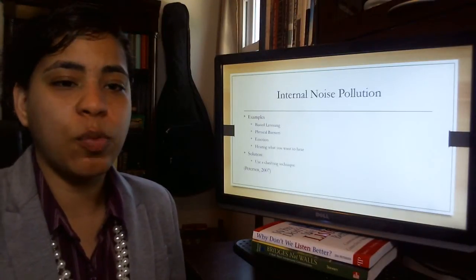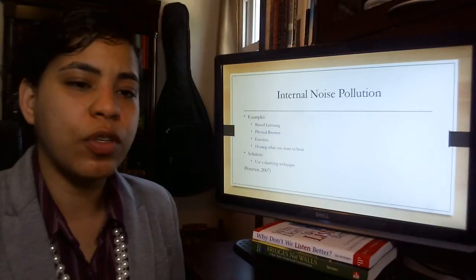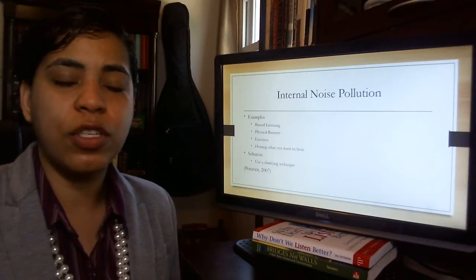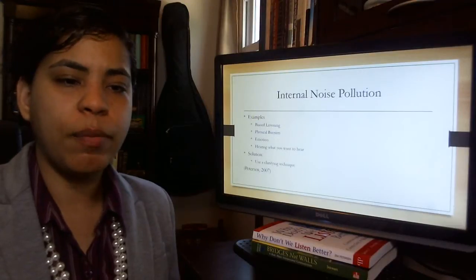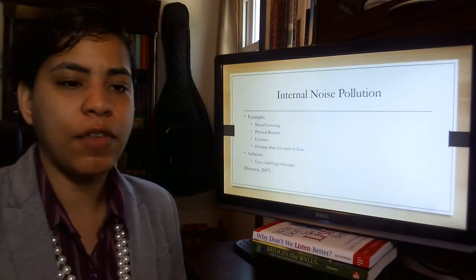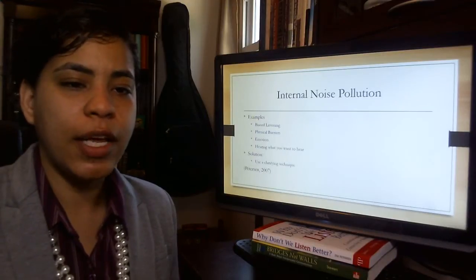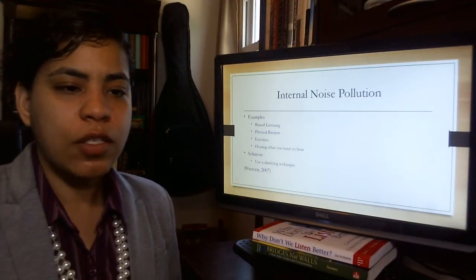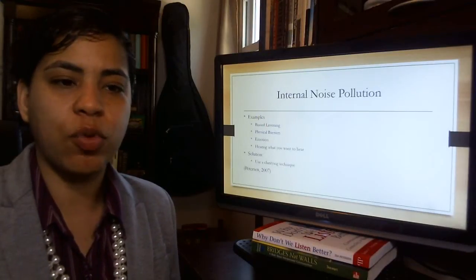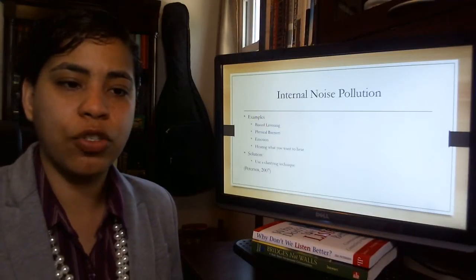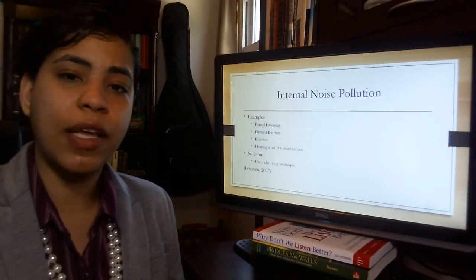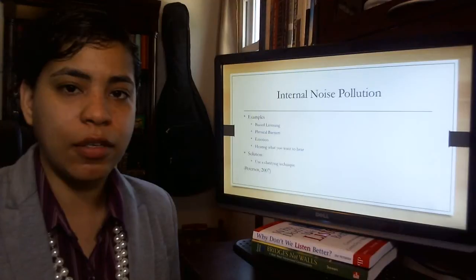Which brings us to our next point, internal noise pollution. Internal noise pollution are things that are within yourself that you can control, but may require some practice. For example, biased listening, physical barriers, emotion, and hearing what you want to hear. Some ways to solve this are to use clarifying techniques, such as repeating what a person said to make sure you heard them correctly, or even just asking them to expound on what they're saying so you can get a better understanding.